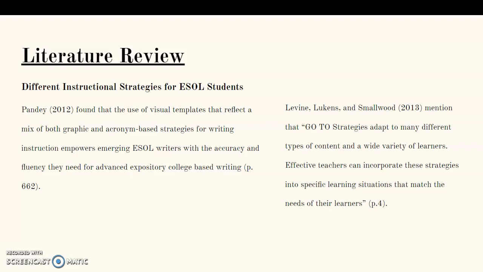So the key sentence frame actually is a part of the go-to strategies that Levin, Lukens, and Smallwood mention. The key sentence frame allows for the teacher to adapt to that specific learning situation for the needs of our learners.